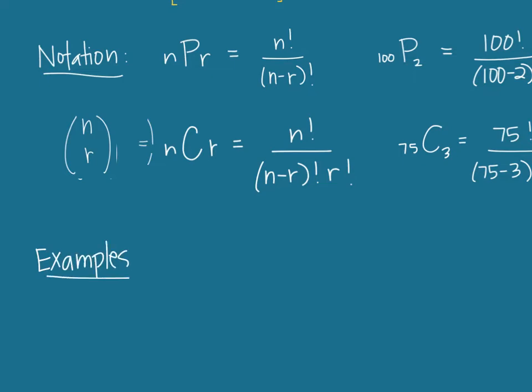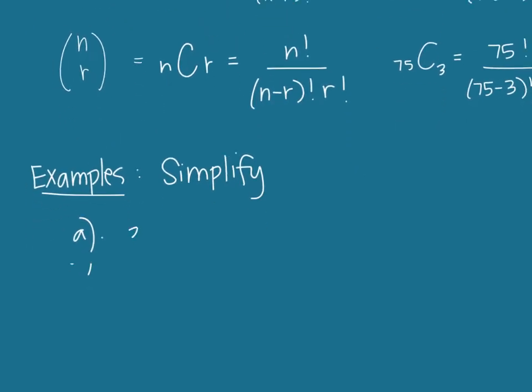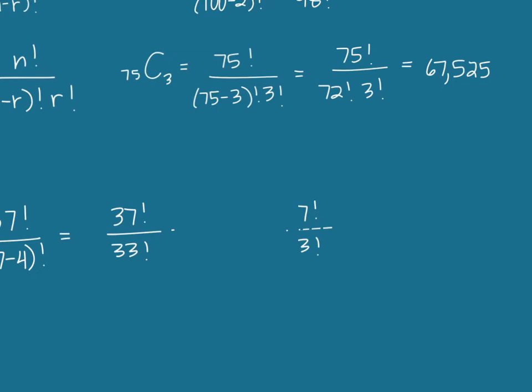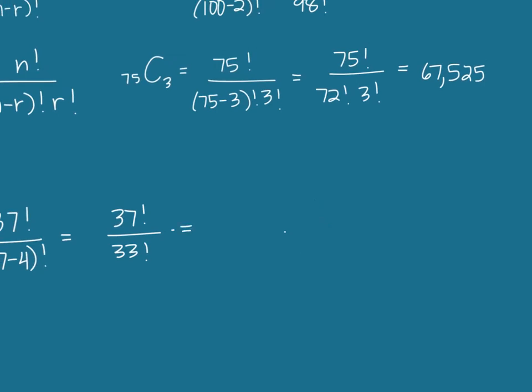Under this heading, we're asked to simplify. And so under this heading, maybe we're asked to do 37P4. So 37P4 would be 37 factorial over parentheses 37 minus 4 factorial. That would be 37 factorial in the numerator and 33 factorial in the denominator, which means the numerator is going to be longer.